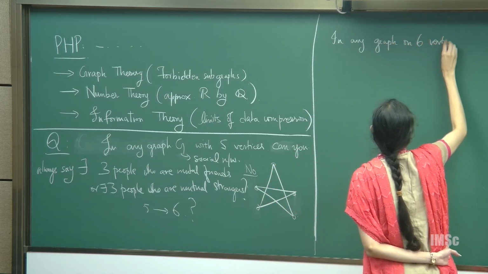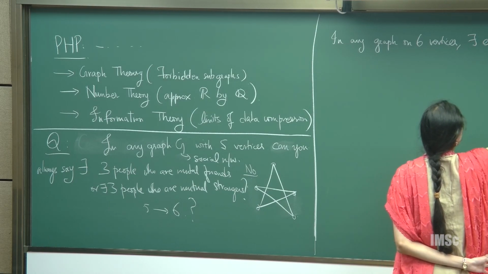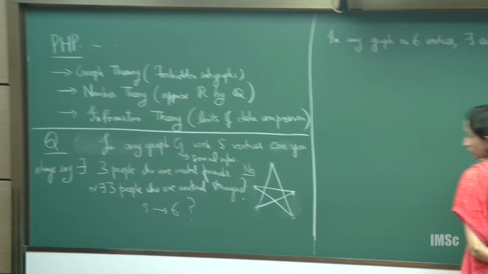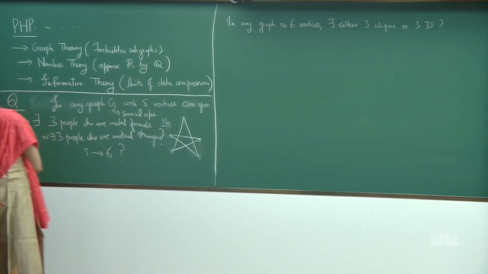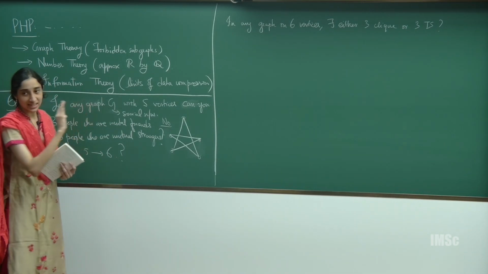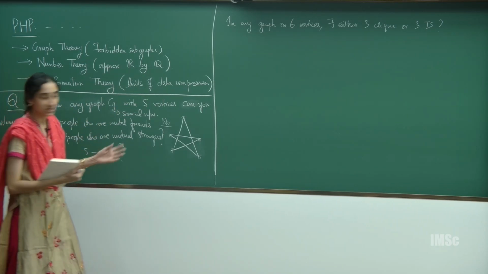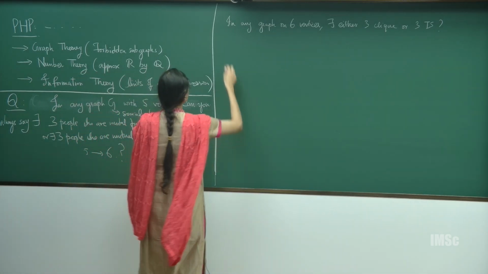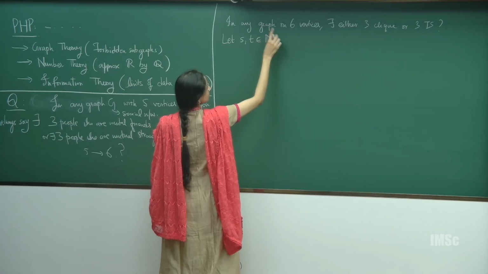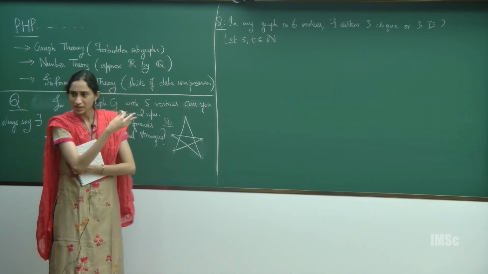Six vertices, 3 clique, or, this is a question. Okay. So 3 has no special status as such. So you can ask, is there a 4 clique or a 5 independent set? We just started with 3. So let me define. Okay, so let S and T be 2 natural numbers. This is the question we want to ask. We will answer this. I'm sure you know the answer. Have you seen this before?